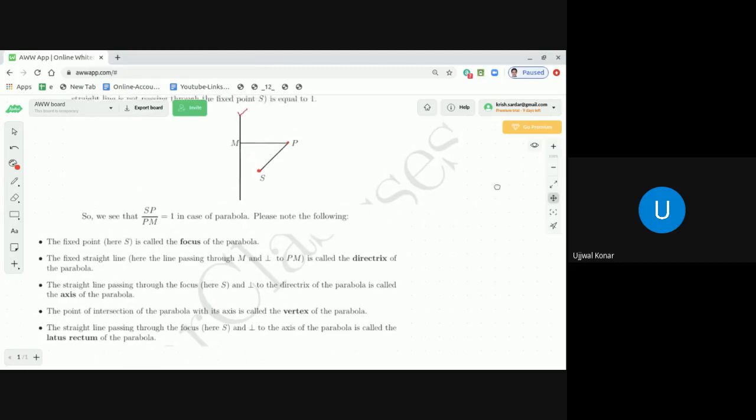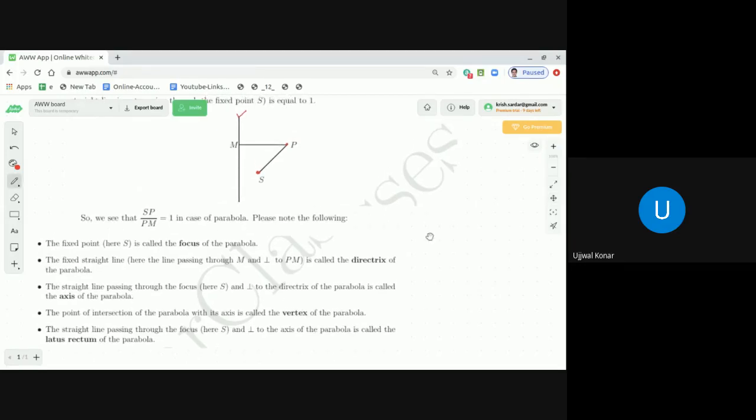I hope the screen is visible. So, dear students, the fixed point S is called the focus of the parabola. The fixed straight line, that is the line passing through the point M and perpendicular to PM, is called the directrix. That is the first two points we discussed here, students.